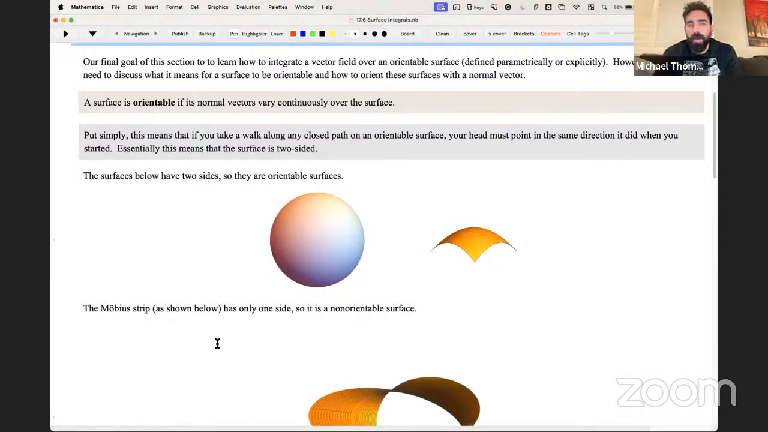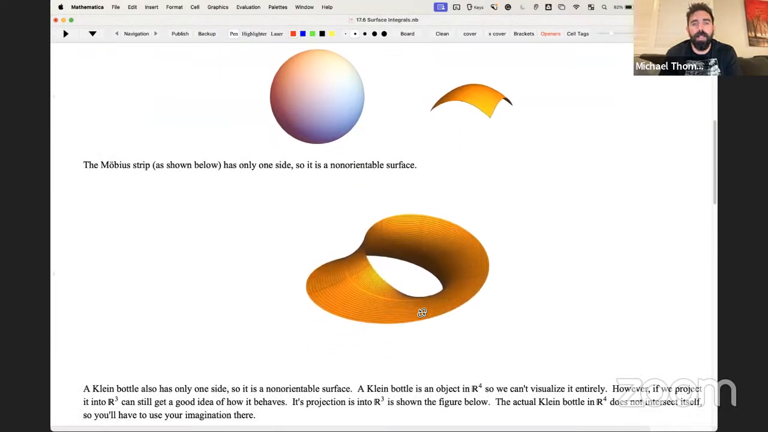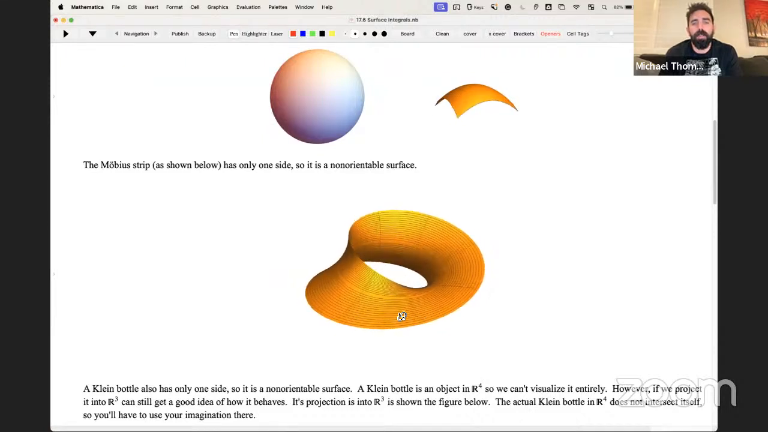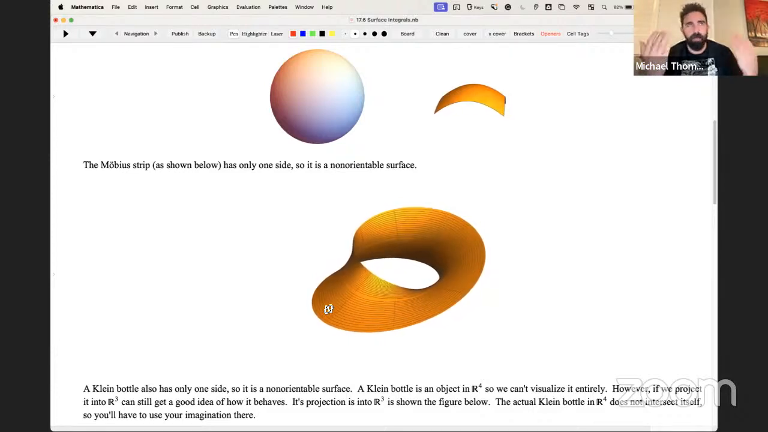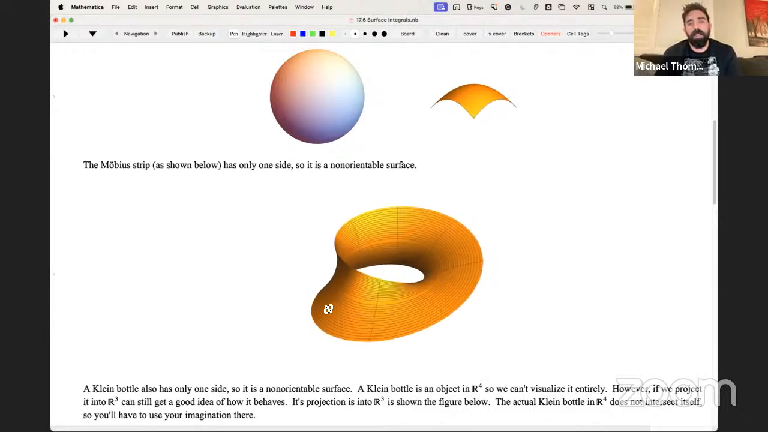All right, but not all surfaces are orientable, which means that some surfaces have only one side. So here's an example of one. I showed you one of these in class. This is called a Mobius strip. What it is, if you take a rectangle, put a half twist in it and glue the ends together, you end up getting this shape which has only one side.